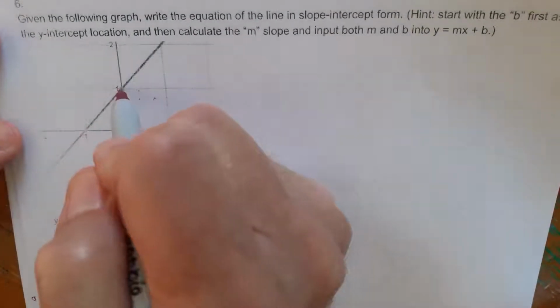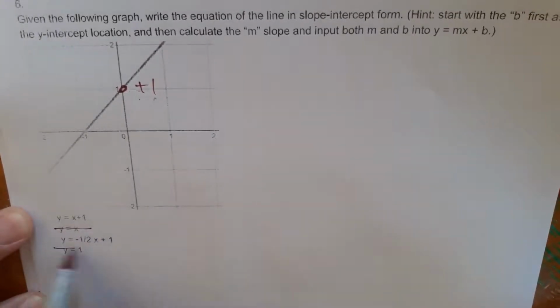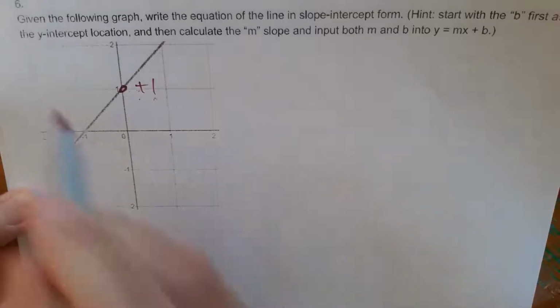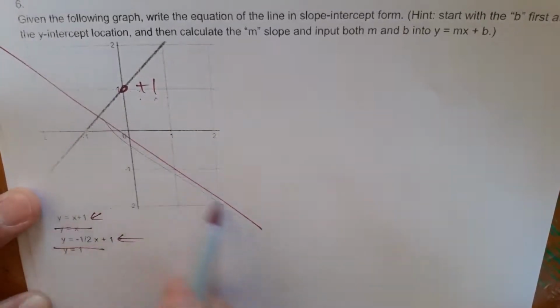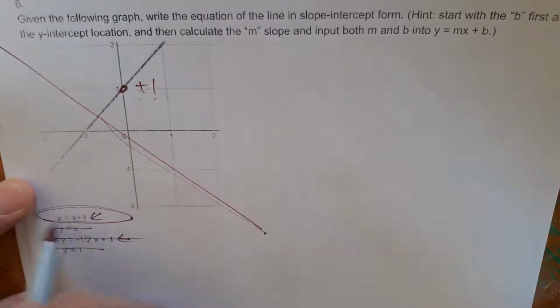Okay, this one's going through 1, so I better see a plus 1. I don't see it here. I don't see it here. I see it here and here. But notice this has a negative slope. A negative slope is like that, you guys, down to the right. This is going up to the right. So this one's out. I already know the answer is this one.